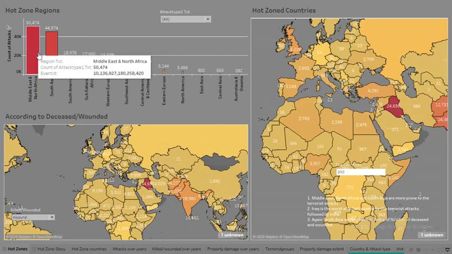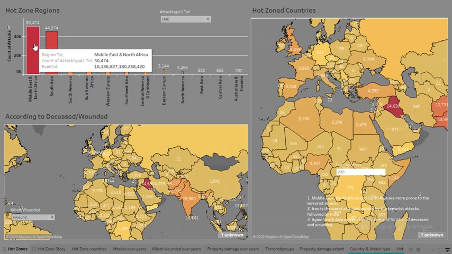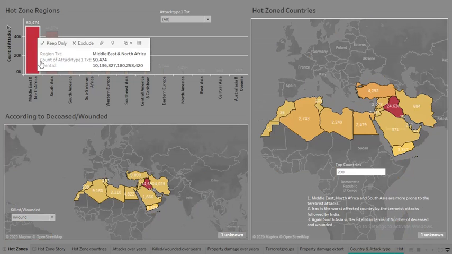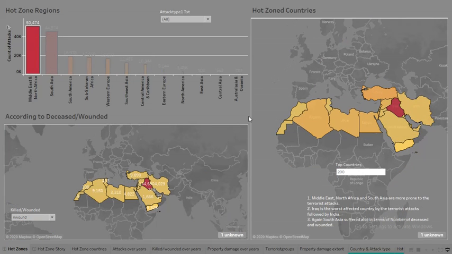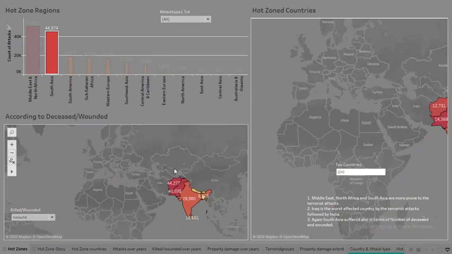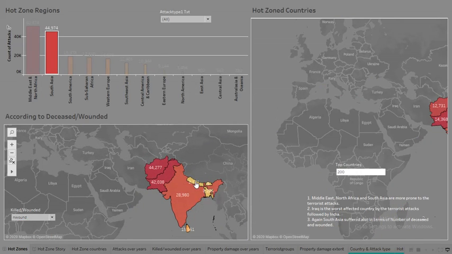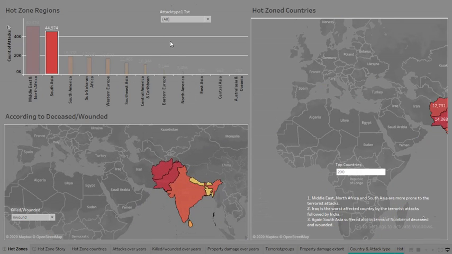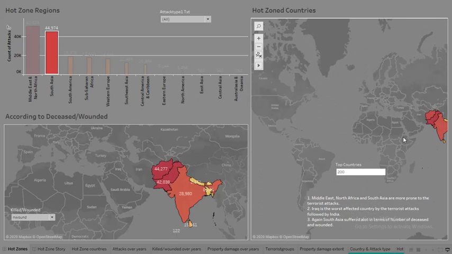You can filter the data according to one visualization. For example, if you click on the Middle East and North Africa part, then only the countries from this region are displayed here, and you can see what the most affected parts are. And you see South Asia: India, Afghanistan, Pakistan, Nepal, and the other countries that belong to South Asia will be shown here.